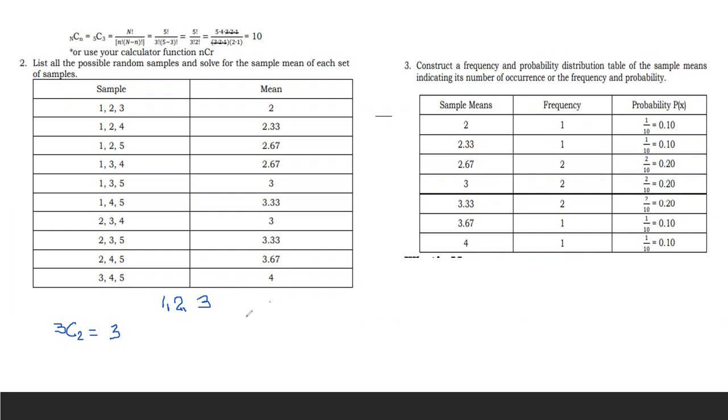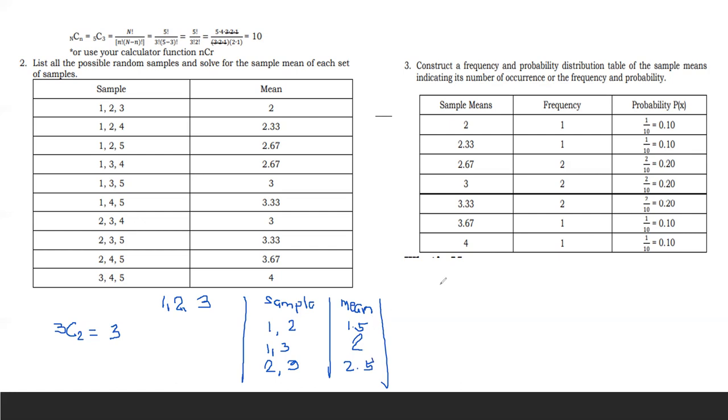Hanapin natin yung mga combination na yon. So ano yung mga sample natin na yon? Tatlo raw yung ina-expect natin na sample. So that will be 1, 2, 1, 3, tsaka po 2, 3. Okay? So the next thing is to look for the mean. Ano yung mean natin? So 1 plus 2, that will be 3 divided by 2, that's 1.5. Okay, that will be 1.5. 1 plus 3, that will be 4 divided by 2, so that will be 2. Then 2 plus 3 divided by 2 is 2.5.